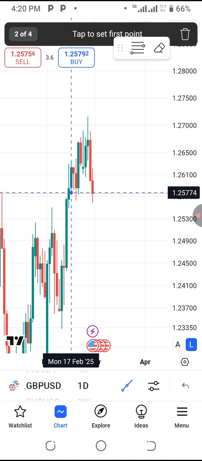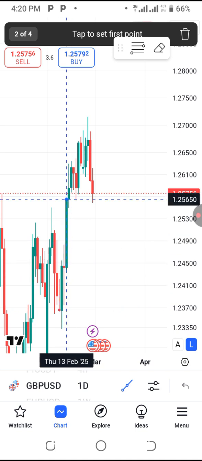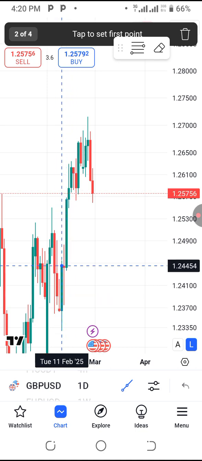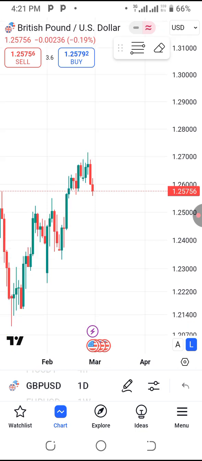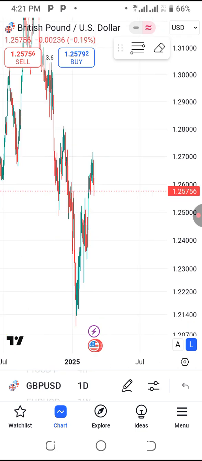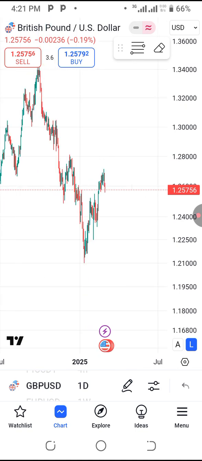Right here, I think, yes, right here. If price can just reach this place, I want this fair value gap to be filled and still continue seeking lower price if possible. But trading is trading. If you look at the overall structure, we're in a downtrend.